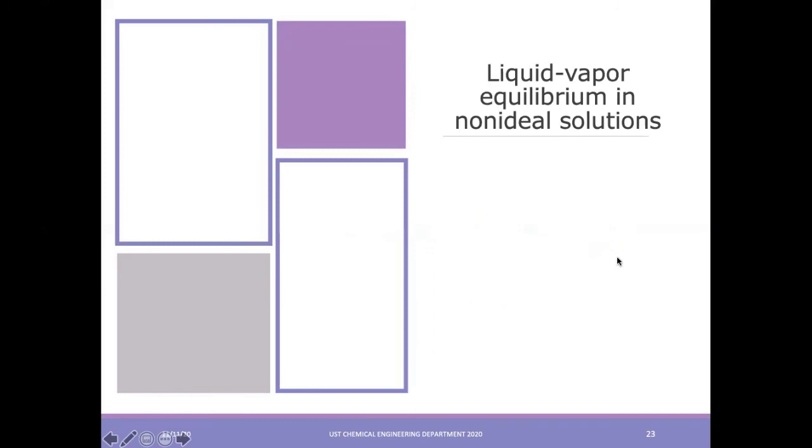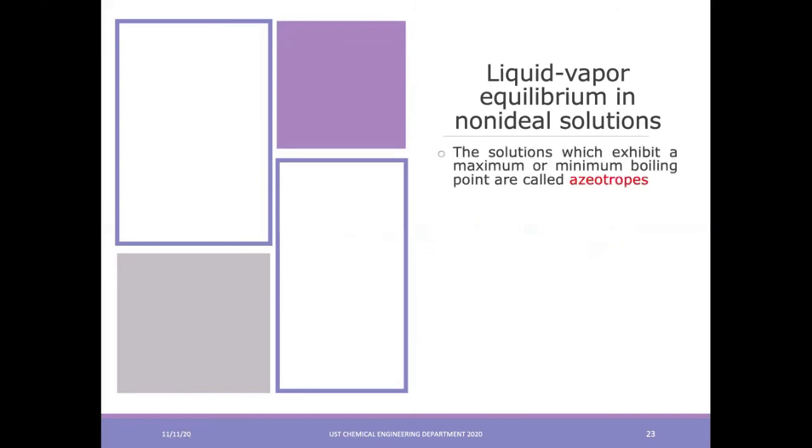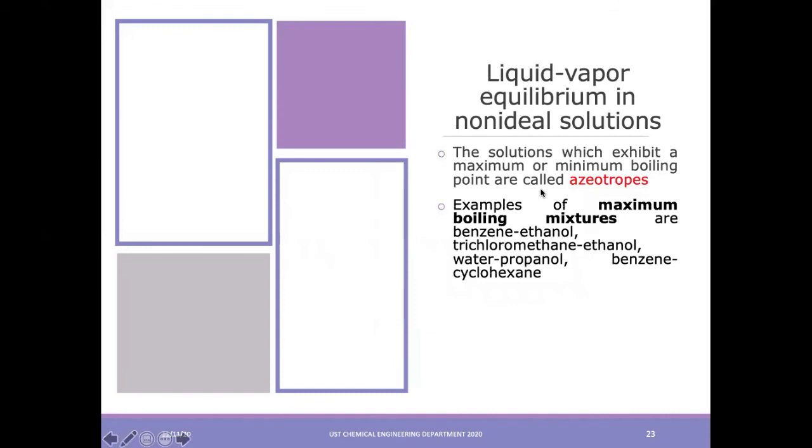Not all liquids behave like ideal mixtures and exhibit liquid-vapor equilibrium properties similar to what we discussed in the previous topic. A common example is the ethanol-water system. The solutions which exhibit a maximum or minimum boiling point are what we call azeotropes. For this system, their boiling point diagrams feature a maximum or minimum boiling point at a certain concentration. This is what we call the azeotrope.